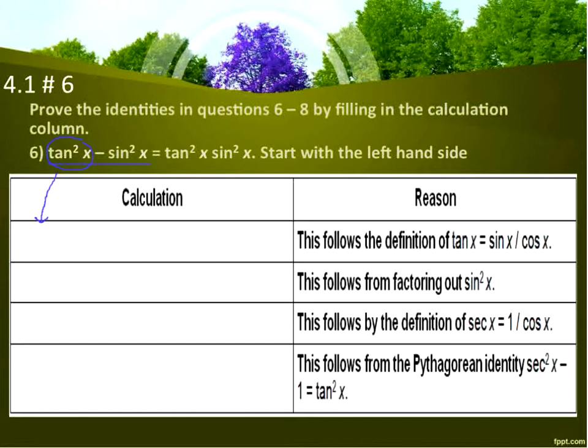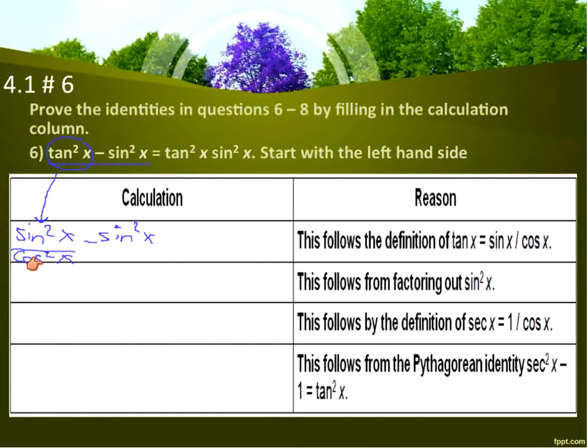And I'm going to rewrite that as sine squared x over cosine squared x. Okay, great, Nicole. And then we'll drop down our minus sine squared x. And the reason is because it follows the definition that tan equals sine divided by cosine. So I'm just replacing tangent, changing it into all sines and cosines.